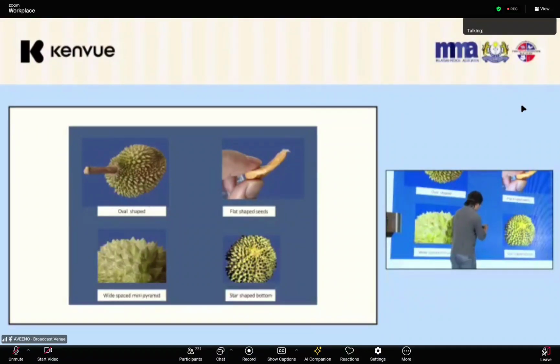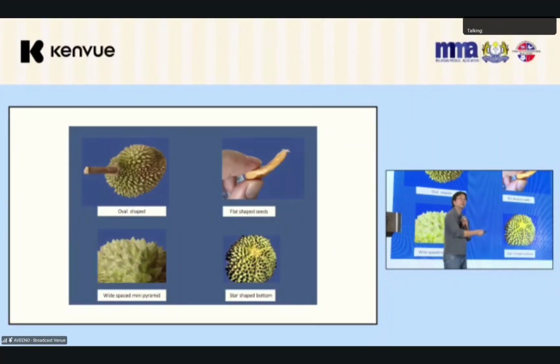The next one, one of the pathognomonic signs, is the bottom of the durian. It's star-shaped. But of course, later I asked some of my friends who are good at differentiating durian and they said it's actually not really that specific, but it's quite useful when you integrate all these minor and major criteria together.